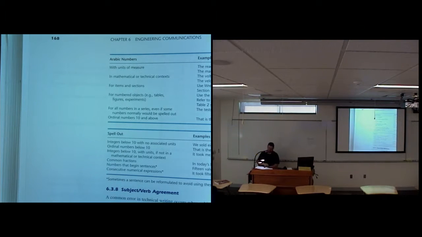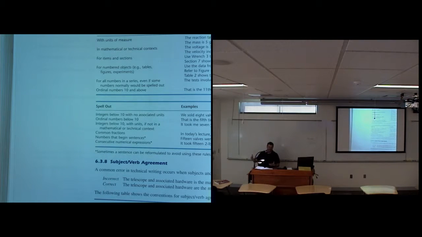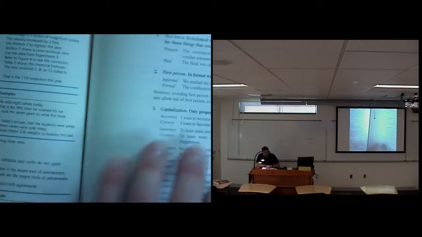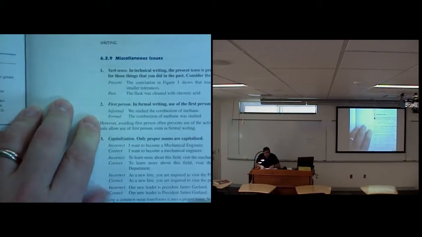6.3.8, subject-verb agreement. Again, you've learned this in English, where the subject of your sentence should agree with the verbs. In other words, the person that you're talking about in the sentence should be doing the thing that you're talking about in the sentence, and it should be agreeing in the tense that you use. So she does something, they do something, for example. Those are verb and subject agreements. Those things should all connect in the tenses and in the actual meaning of the sentence. Then they have a whole bunch of miscellaneous issues here. A bunch of these miscellaneous issues involve verb tense.